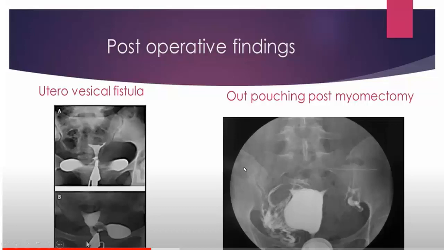Again, in the uterine findings, post-operative findings, uterovesical fistula. You can find a fistulous communication between the uterus and the urinary bladder. Outpouching post-myomectomy. This case was very strange for me, but when I asked, she said that she had a myomectomy before. So this is the site of previous myomectomy. There is outpouching due to fibrosis, and there is intravasation at that part. So this is outpouching due to post-myomectomy.